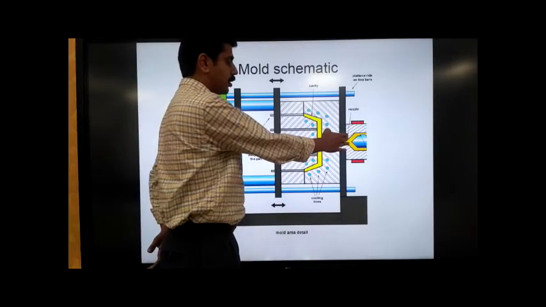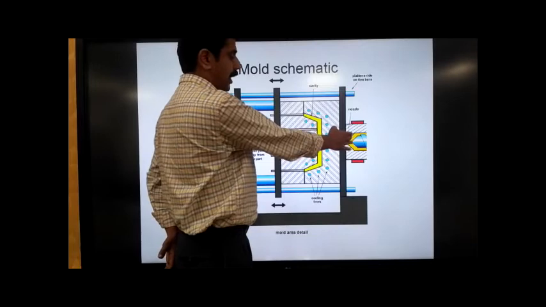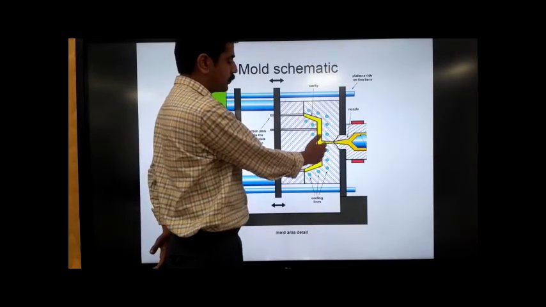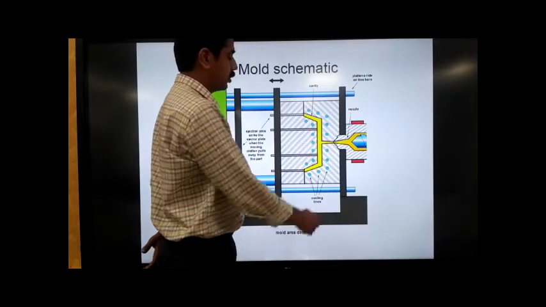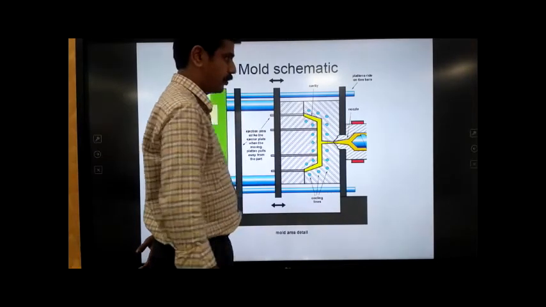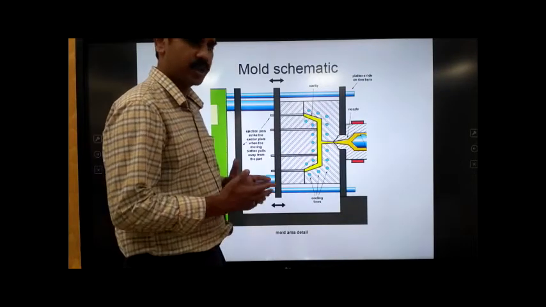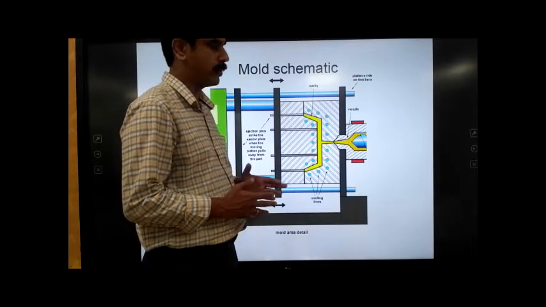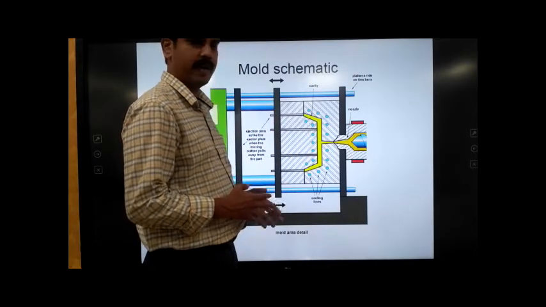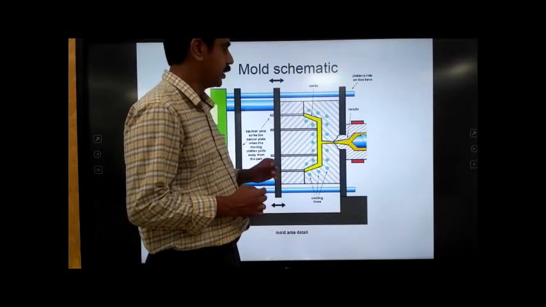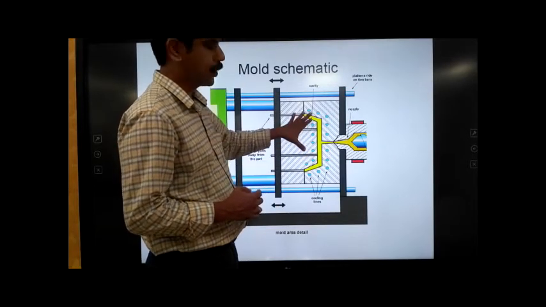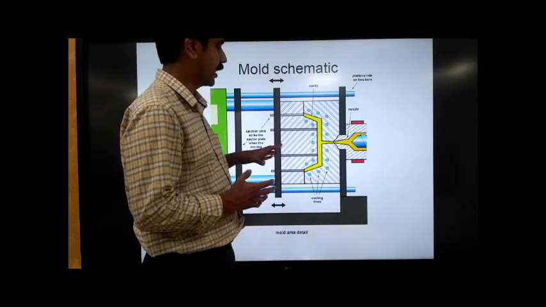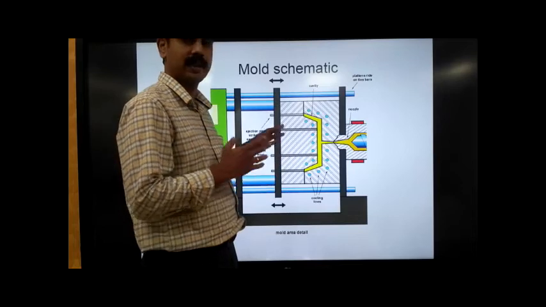The plasticized material is coming from the nozzle. That is the end of the plasticizing region, where we have the nozzle, and the material is allowed to flow to the impression. This particular region is known as the sprue. That is what we have mentioned. What is actually the sprue? The sprue is the connection between the nozzle and the impression. This is a schematic representation of a single impression mold. In a single impression mold, we will have only one product formed during one injection molding cycle.